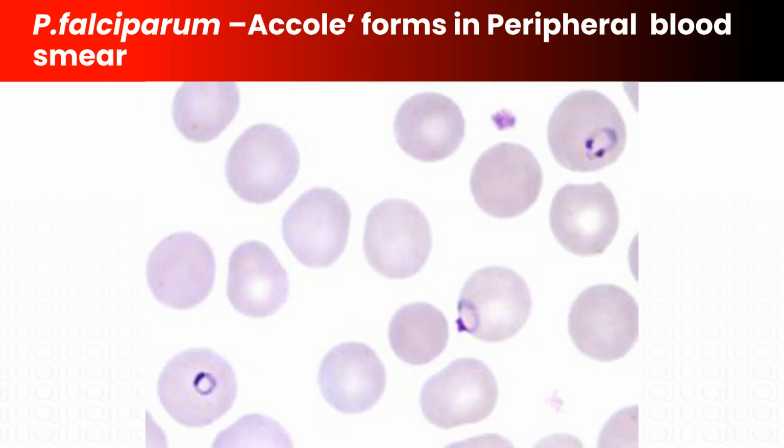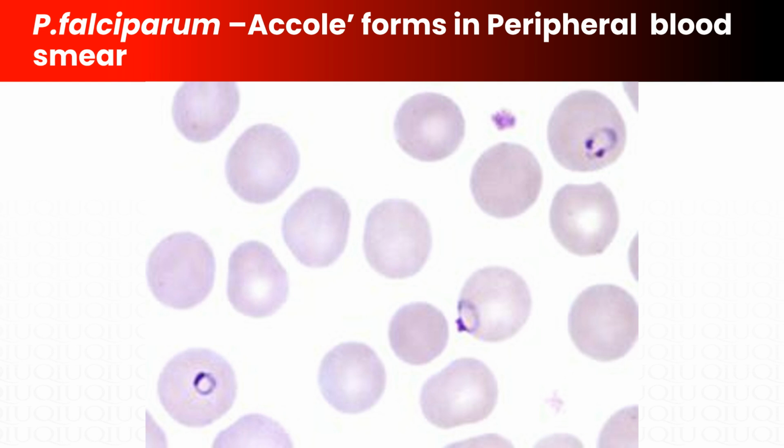This image demonstrates another characteristic feature of Plasmodium falciparum, called accolé forms or appliqué forms. Notice how the parasites appear to be applied to the margin of the red blood cell, like a signet ring pressed against the cell membrane. This occurs because falciparum-infected erythrocytes lose their deformability, and the parasites tend to flatten against the cell wall.